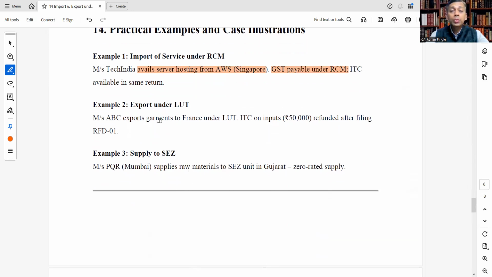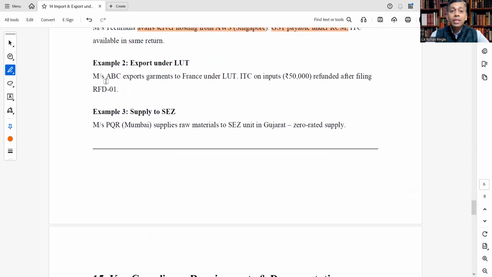Example 2. Export under LUT. Messrs. ABC exports garments to France under LUT. So ITC on inputs of rupees 50,000 is refunded after filing RFD-01. It means you have to file LUT. You are not paying the tax, but the ITC on your inputs which are used in providing that export will be refunded after filing the RFD-01 form.